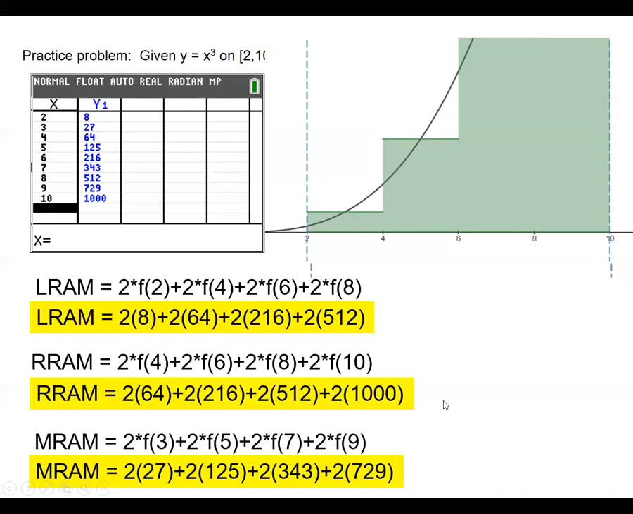All right, so here's your introduction to areas under the curve. There's a couple practice problems. All right, good luck.